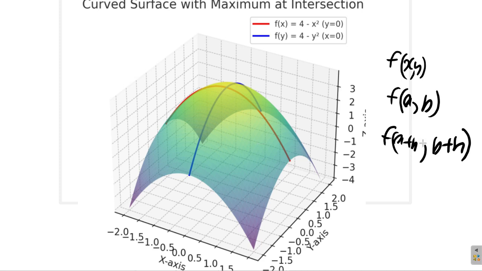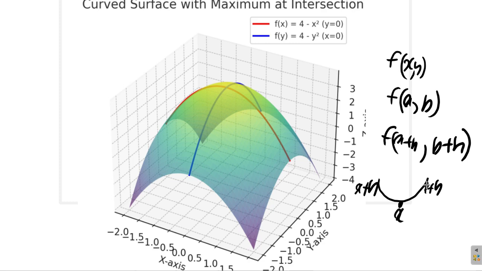If f of A plus h, where h is something added to A, and B plus h is something added to B, was higher, then A would be here, A plus h would be here, or here. Same thing with B. So if f of A plus h is higher than f of AB, then you know you'd be at a minimum point. Alright?